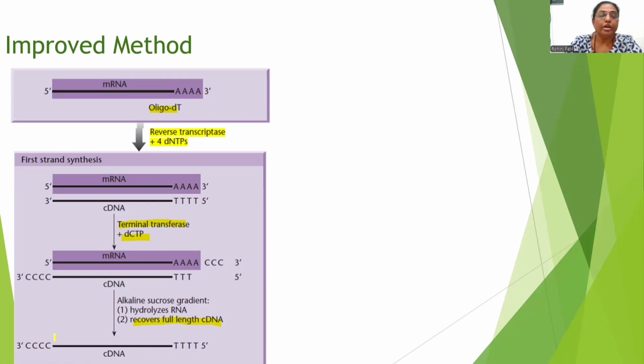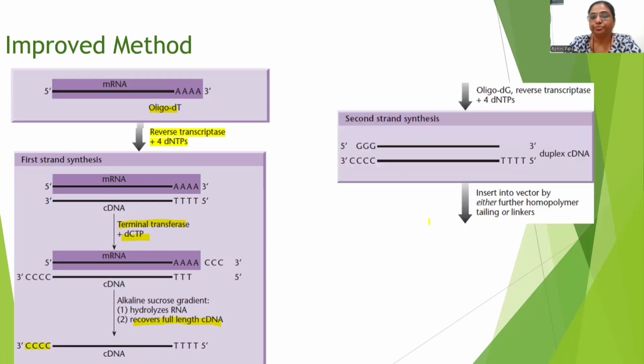So here, when you have to synthesize the second strand of the cDNA, you can design the primer for this poly C, as an oligo dG. Here there is a use of the reverse transcriptase enzyme, which is allowing the synthesis of the second strand of the cDNA.